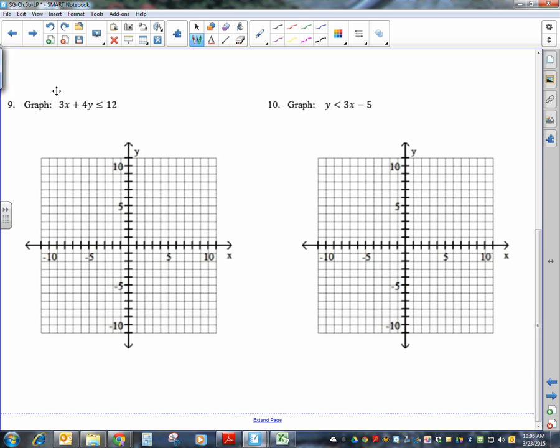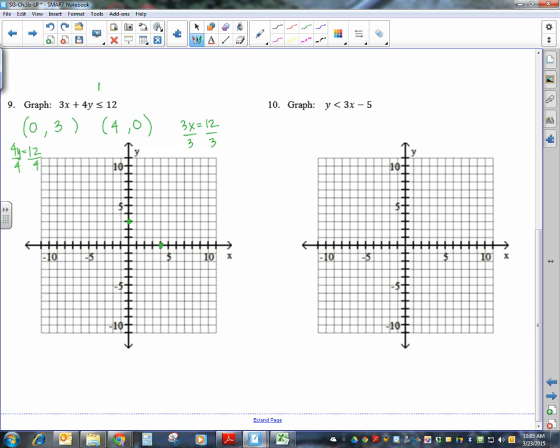In our graphing, 3x plus 4y, we've talked about this before. X and y are on the same side, and they both go into 12. So I'm going to do one where I plug in for x and the other where I plug in for y. If x goes away, I have 4y equals 12. Divide both sides by 4, and y equals 3. So (0, 3): it intersects the y-axis at 3. If I cover up my y and make it equal to 0, then I have 3x equals 12. Divide both sides by 3, and x equals 4. So it intersects the x-axis at 4.